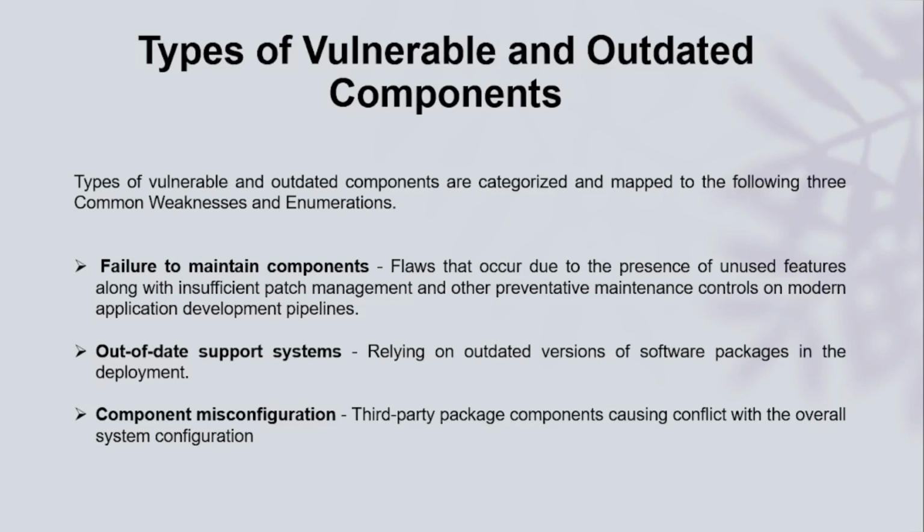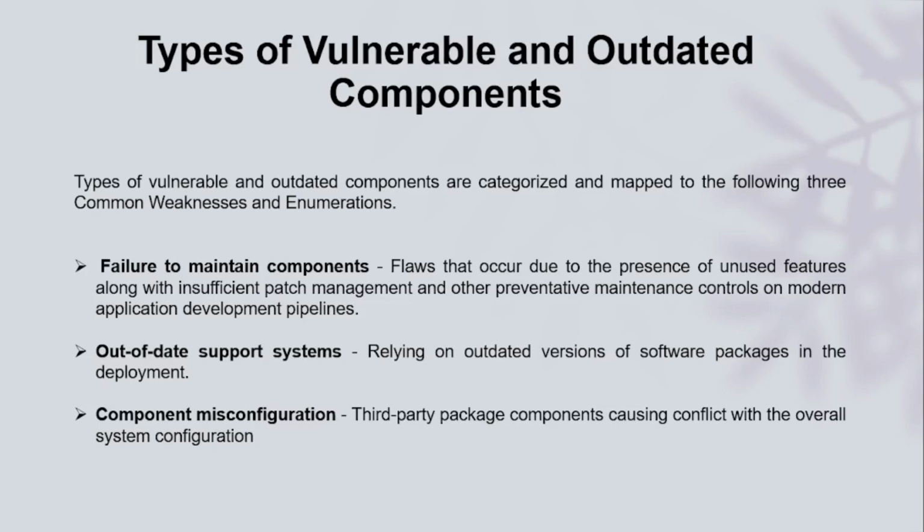So what are the types of vulnerable and outdated components? In complex projects, the lack of visibility of third-party components remains a persistent challenge. Such instances lead to the use of vulnerable open source software and failure of security patching and regular updates. Types of vulnerable and outdated components are categorized and mapped to the following three common weaknesses and enumerations. First, failure to maintain components.